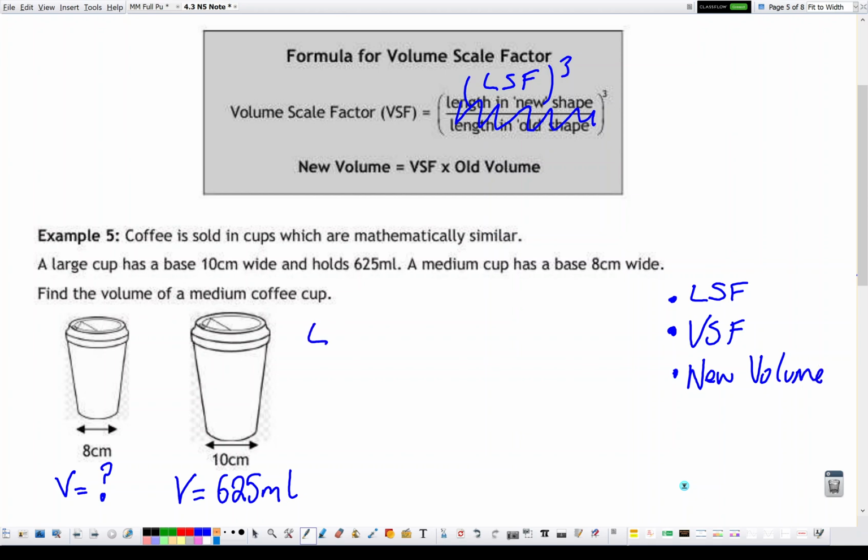Okay, so the length scale factor again is by comparing the corresponding lengths. So we need the new length, which is the one with the unknown in it. That's going to be the smaller one, divided by the old length. So the new length is 8 divided by the old length 10. So what you need to make sure is if you're asked specifically for the length scale factor, you need to make sure your fraction is in its simplest form. They're both in the 2 times table, so they can be divided by 2. So it becomes 4/5.